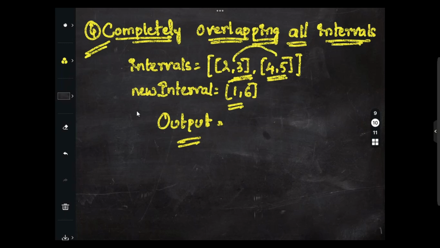1 comma 6 covers 2 comma 3, and we can also consider that it covers 4 comma 5 as well, right? So in this case we give 1 comma 6, not 2 comma 5. This will be 1 comma 6.